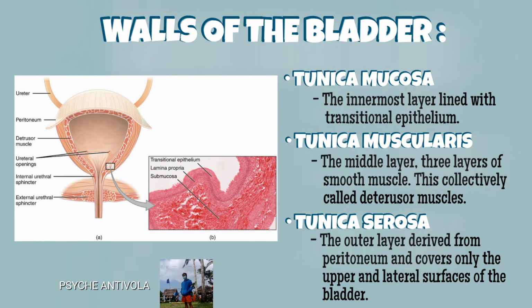Walls of the bladder. So, like sa ureters natin, yung bladder natin is meron ding 3 walls, which are the tunica mucosa, the innermost layer lined with transitional epithelium. Next, we have the tunica muscularis, the middle layer of smooth muscles, collectively called the detrusor muscle, and also the tunica serosa, the outer layer derived from peritoneum that covers only the upper and lateral surface of the bladder. So those are the walls of our bladder.